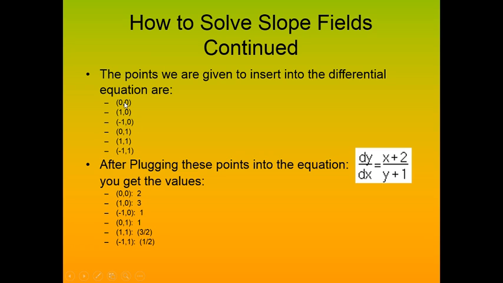Again, this is like the origin and all the x values. It's all easy numbers. You don't want to use fractions. I mean, it's up to you if you want to use fractions, it just takes a little bit more time to find the slope. So just use the easy numbers. Once you plug those numbers back into the differential equation, we end up with the slopes 2, 3, 1, 1, 3 halves, 1 half.